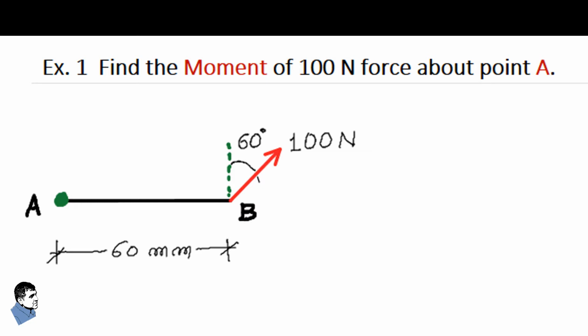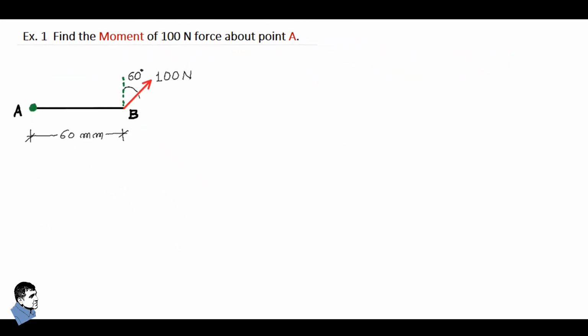inclination of 60 degrees with the vertical, and the distance between points A and B, that means the length of the element, is 60 mm, and we are required to find the moment generated by the 100 Newton force about point A. So we can find this with two methodologies. So here we solve it one by one. So let us start with methodology number 1.